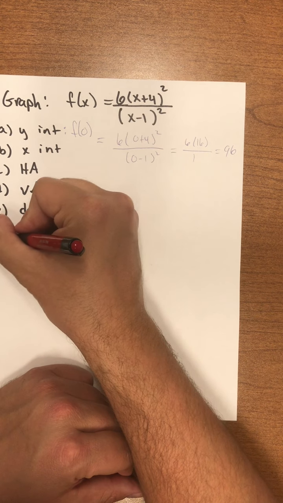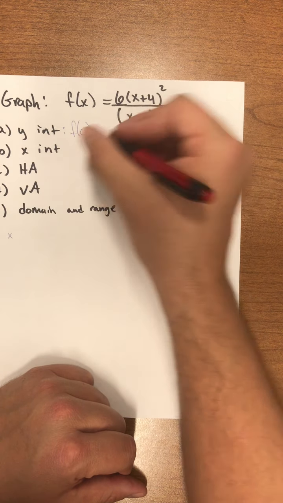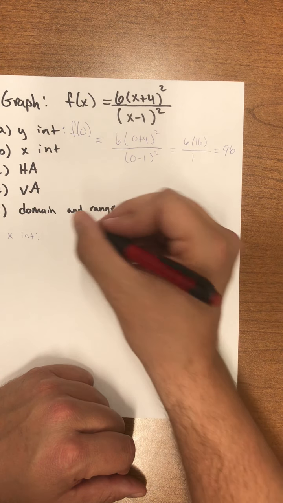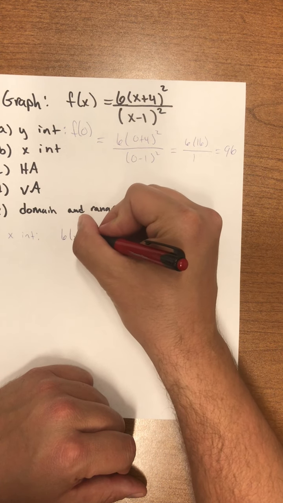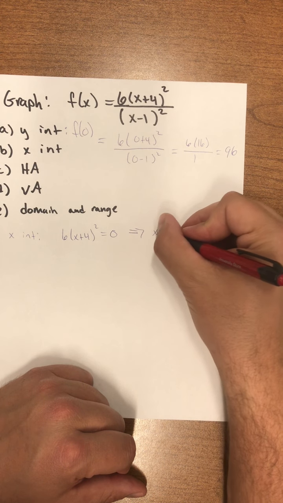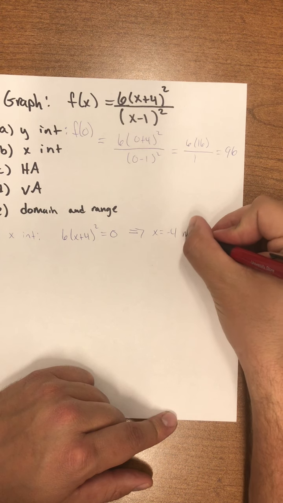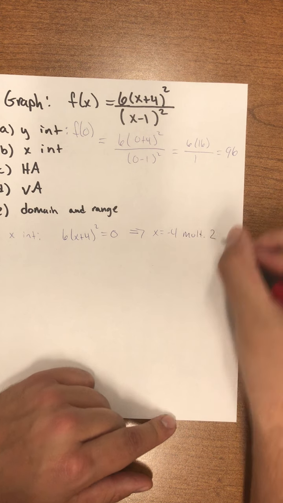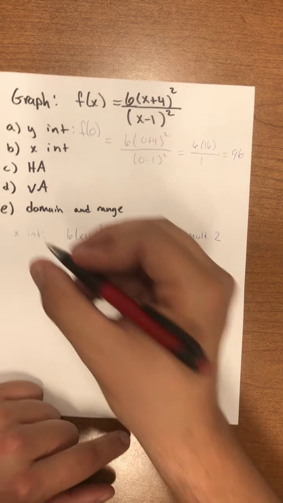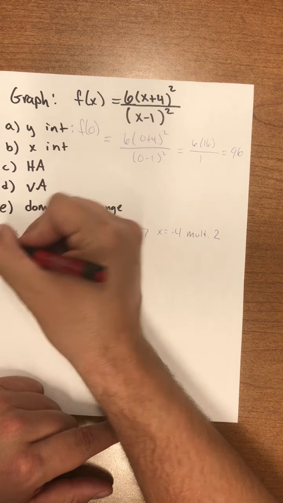Now let's do the x-intercept. So the x-intercept, you set the numerator equal to 0 and solve. So x equals -4 with a multiplicity of 2. So that graph is going to touch and return the same direction at that x-intercept. So that's part B.